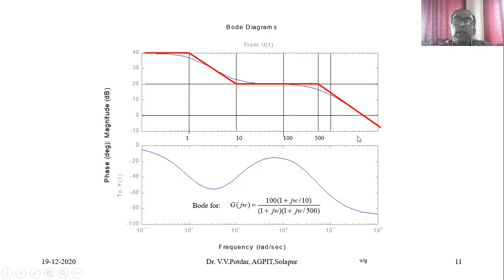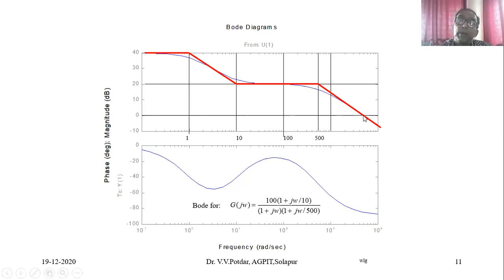Listen to me very carefully. The frequency at which the gain is crossing the 0 decibel mark. At this point, maybe here I have got 4,000 radian per second. At 4,000 radian per second, the gain is crossing the 0 decibel value. This is called the gain crossover frequency. It is designated as omega suffix g c, in radian per second. The gain crosses the 0 decibel line.